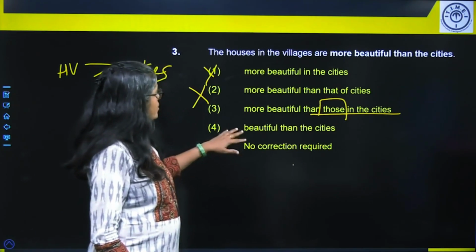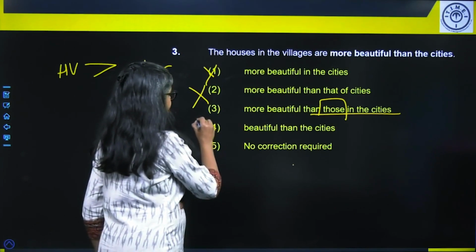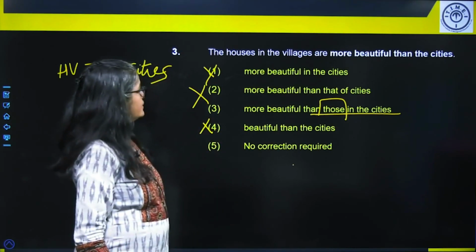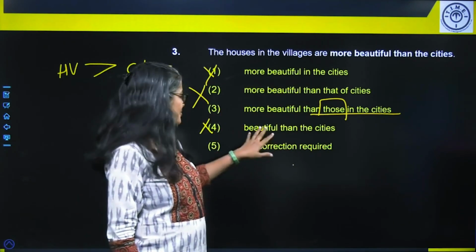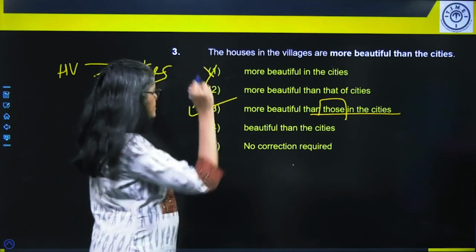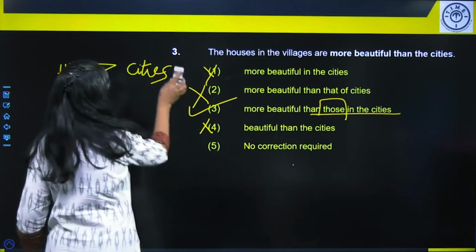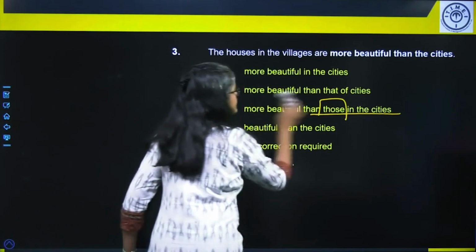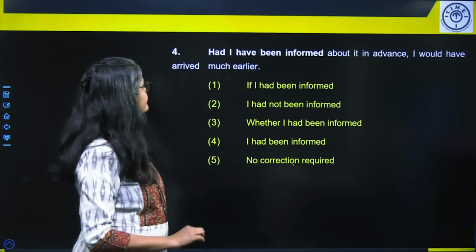Again, more beautiful than the cities. That is also wrong. Fine. Are beautiful. They just omitted the more in this, but that is also wrong. Hence, what is our answer? More beautiful than those in the cities. Fine. I hope you understood this. Let us move on to the next one.